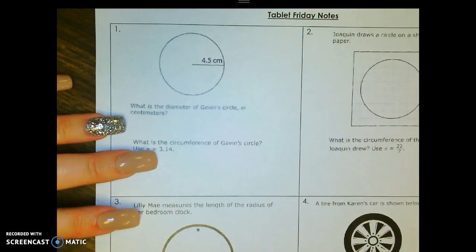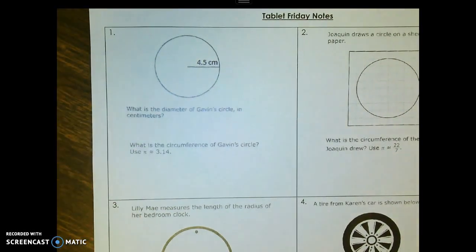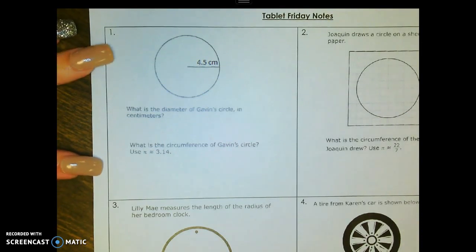Alright, hey guys. Today we're talking about circumference again, but now we're looking at it in application. Okay, so the first one says, what is the diameter of Gavin's circle in centimeters?